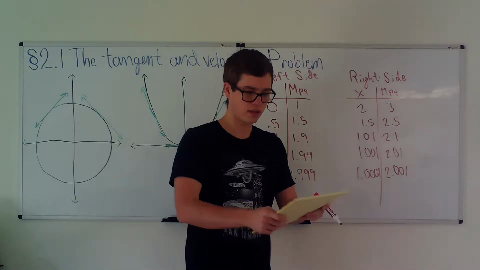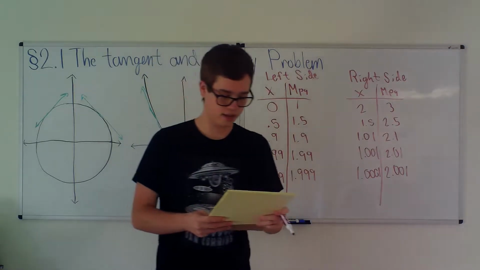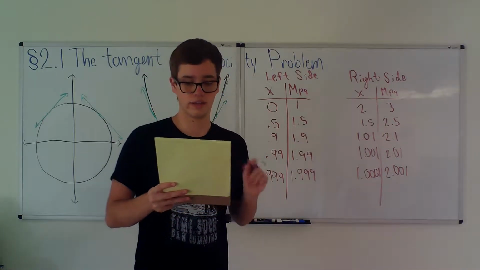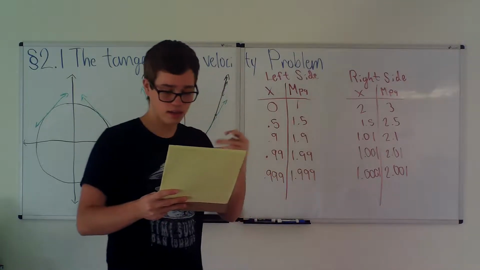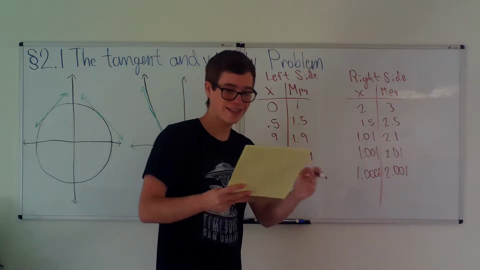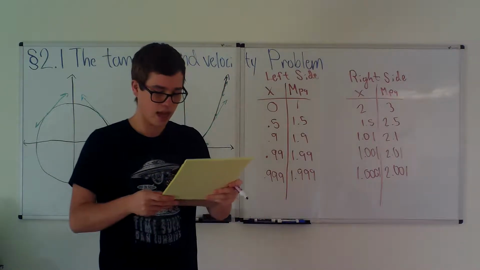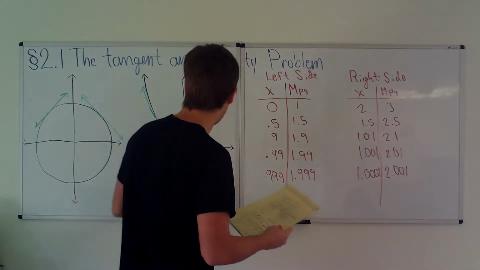So this suggests that the slope of the tangent line at the point 1, 1 is equal to 2. So we say the slope of the tangent line is the limit of the slopes of the secant lines, and this can be written like so.